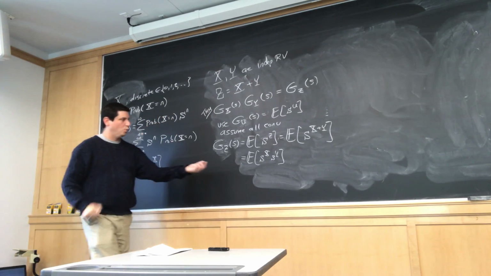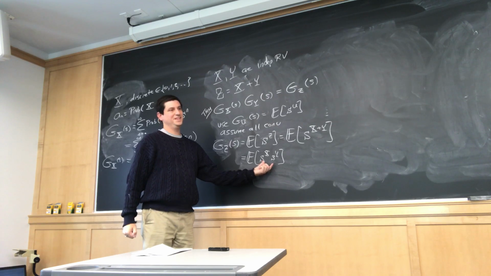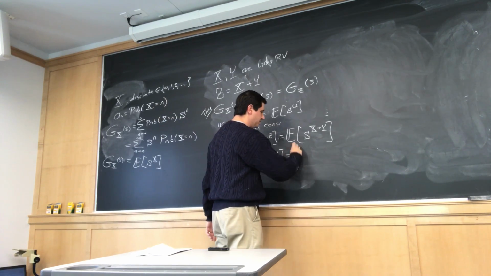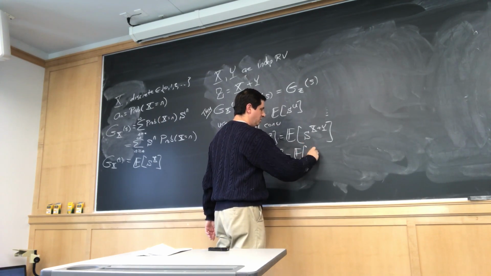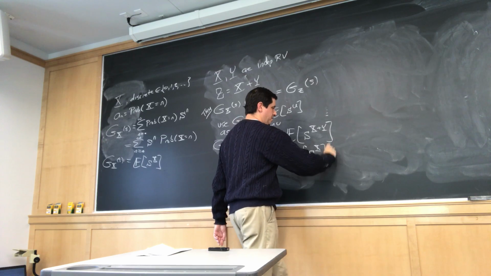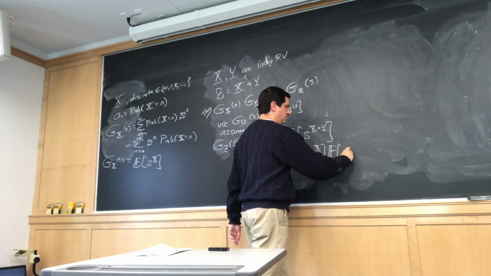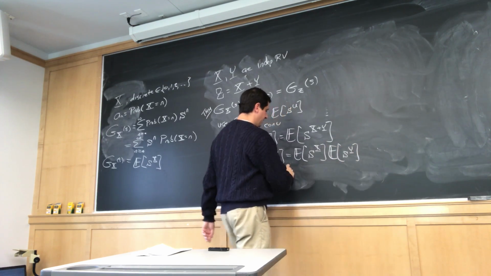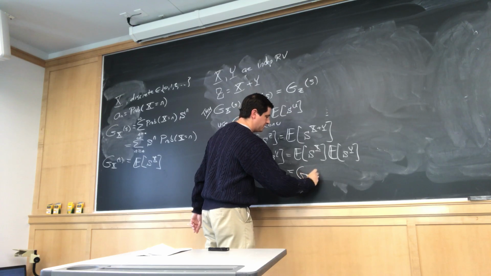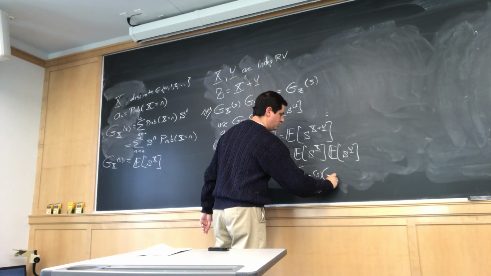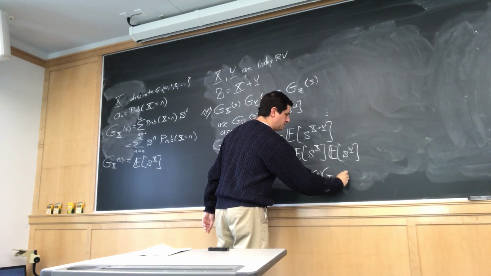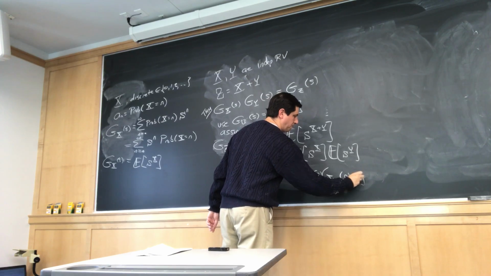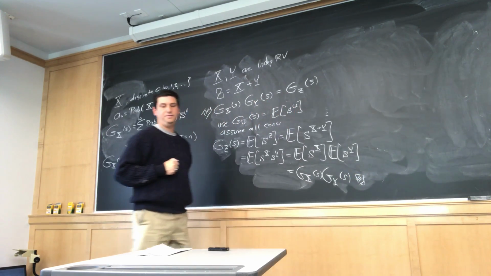Separate them. What allows you to separate them? Independence. So because they're independent, it's the expected value of s to the X, the expected value of s to the Y, and that's just G_X of s, G_Y of s. And there's the proof.